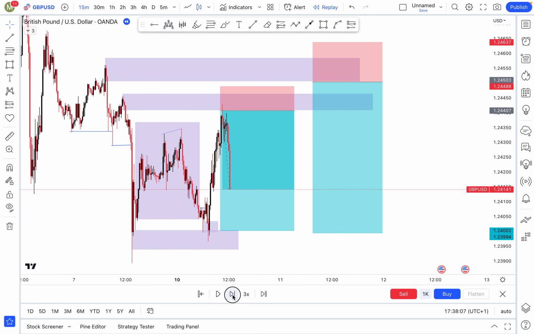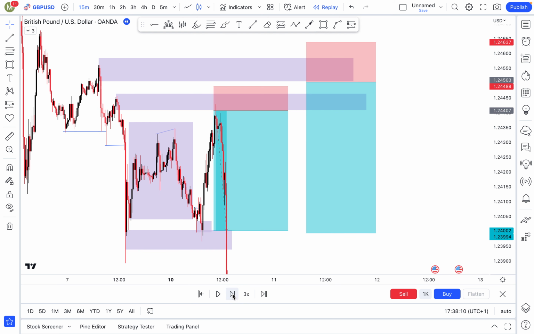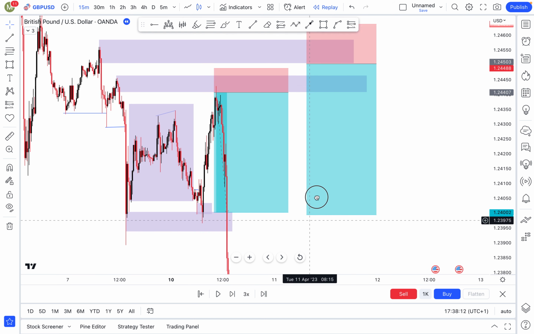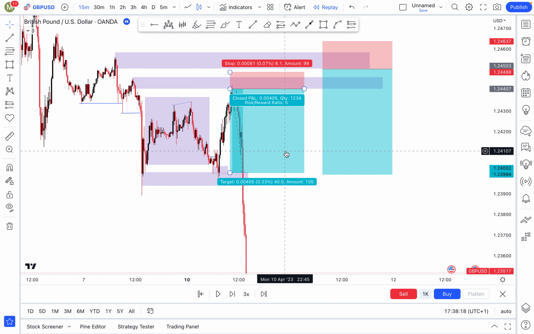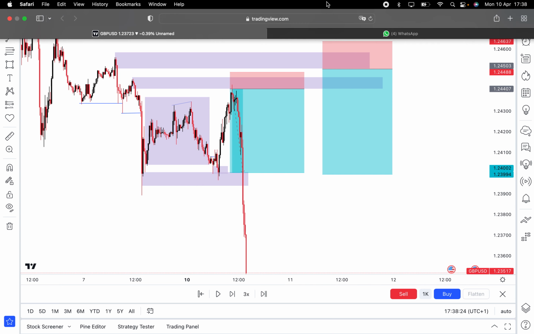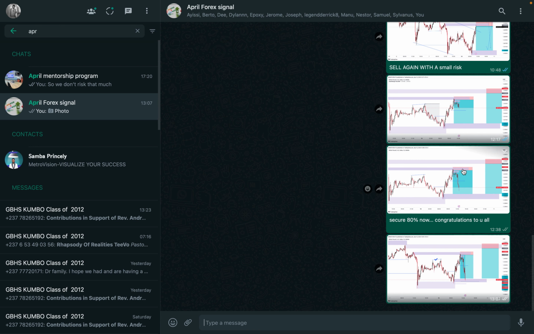So you see price tap into that level, went straight to TP, hit our TP, and continued pushing to the downside. So this was a 1:5 risk to reward ratio. Ended up making $700 on this one, and you see every signal was sent to the group.